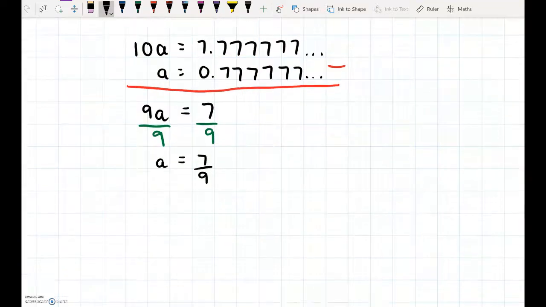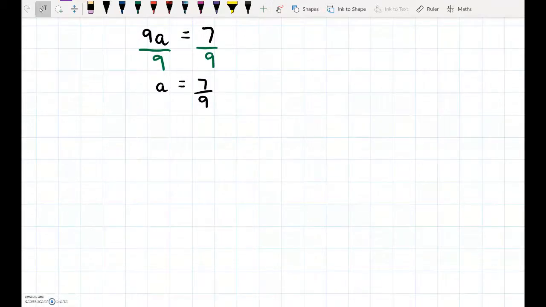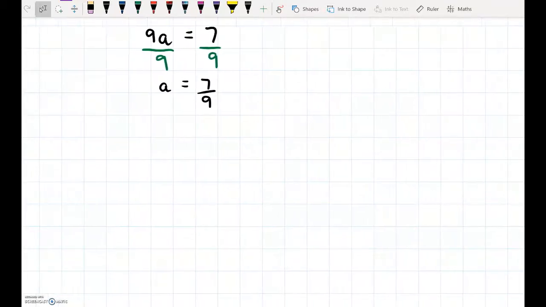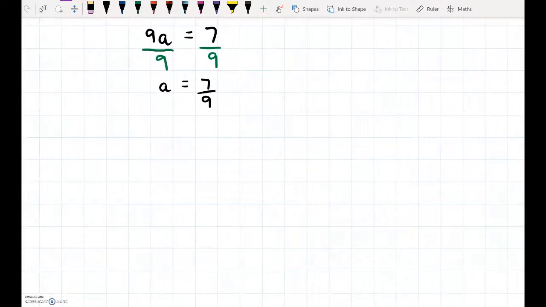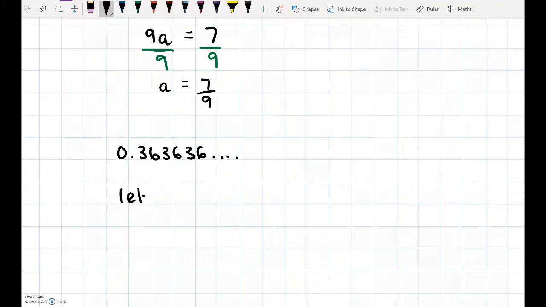Okay, nice and easy. Let's try one that's a little bit harder. So we'll do one that I know is going to work. Well, they all work, but we'll do one that I know the answer for. So we will try 0.363636 going on. Now in this case, if we times it by 10, we're going to get 3.63636. Okay, and that's not super useful because we want both the 3 and the 6 out the front. We need both our recurring decimals to be in front of the decimal point.